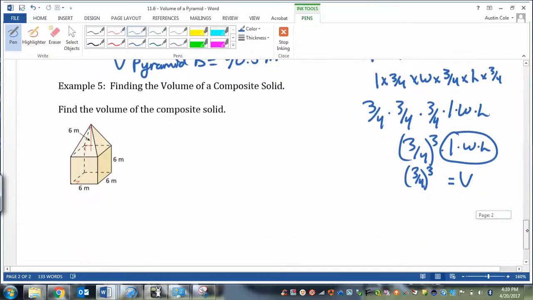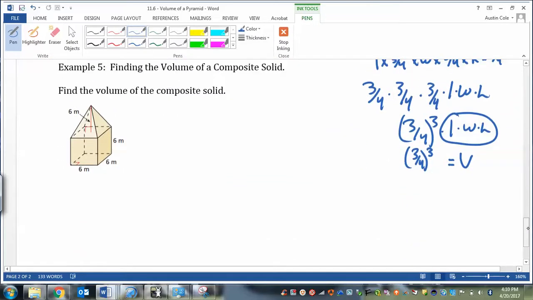All right, so one last example here. We're finding the volume of a composite solid. We kind of got a house here, right? For A-Day kids, that was our Washington Monument problem. For B-Day kids, I'm pretty sure we did one of these, but we didn't use the pyramid. So now let's use the pyramid part along with our knowledge from last class about prisms.